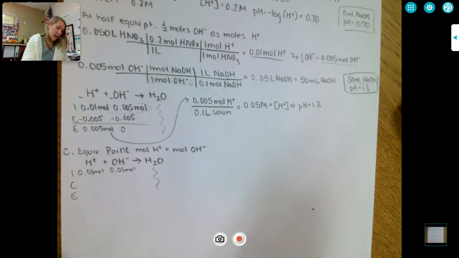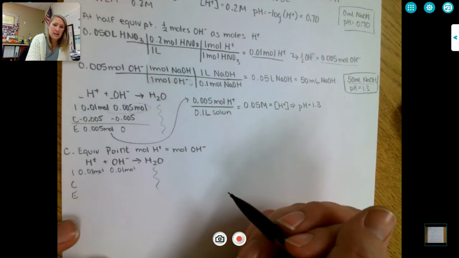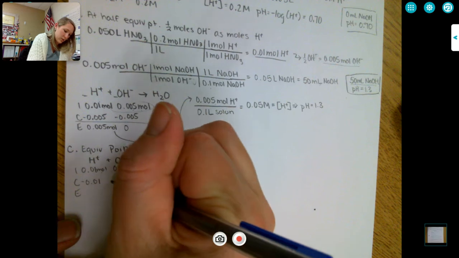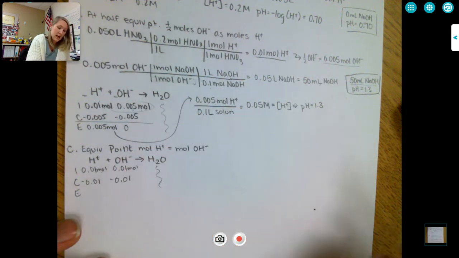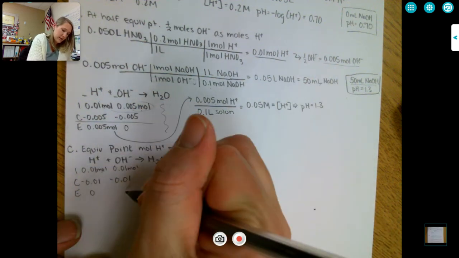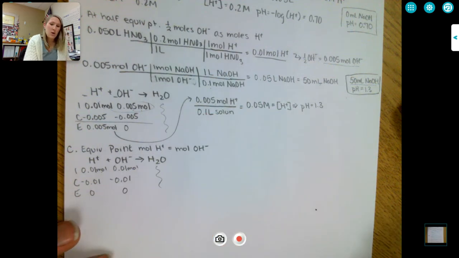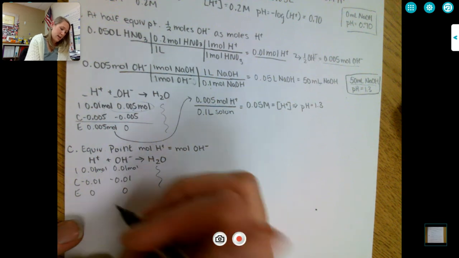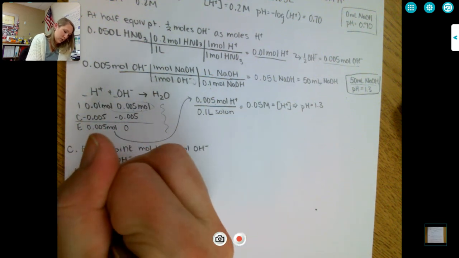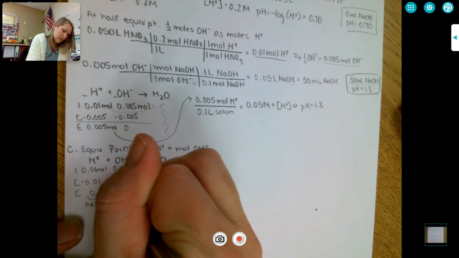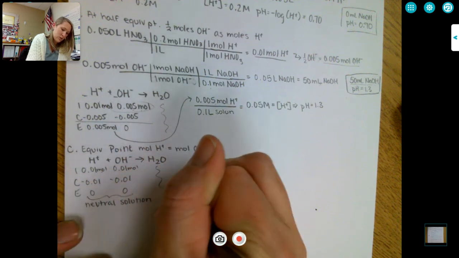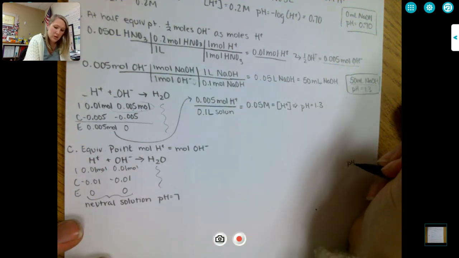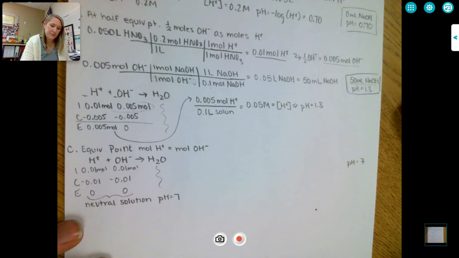Well, if my two are going to react together and they're at a 1-to-1 ratio, that means that they're going to change by 0.01, because that's how much I have of my least amount. I'm going to have 0 of either of my hydrogen ions or my hydroxide ions left. So if I have no hydrogen ions and no hydroxide ions, this is a completely neutral solution. And we know that a neutral solution has a pH equal to 7. So right now I know that my pH is equal to 7.